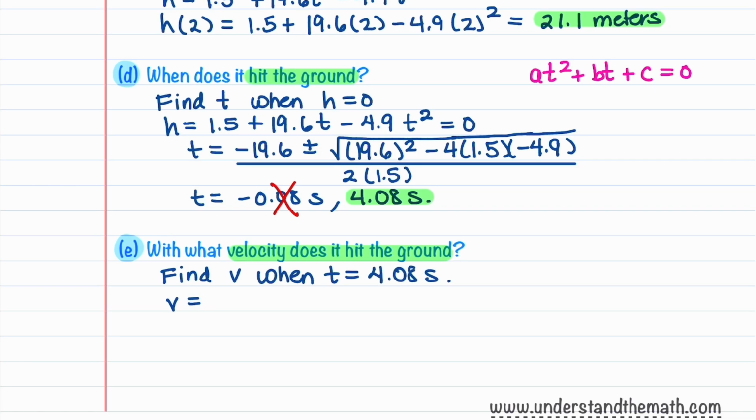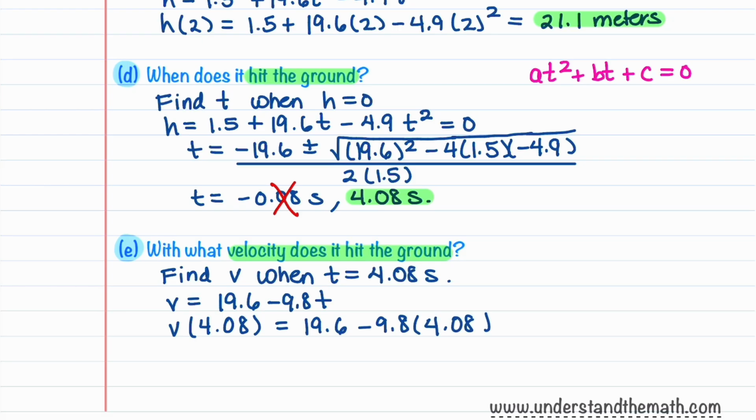Our velocity function was 19.6 minus 9.8 t. So all we have to do is substitute in that t is 4.08. So this gives us 19.6 minus 9.8 times 4.08. If you put that into your calculator, you end up with a value of minus 20.38 meters per second. It makes sense that our answer is negative because our projectile is traveling in the downward direction when it hits the ground.